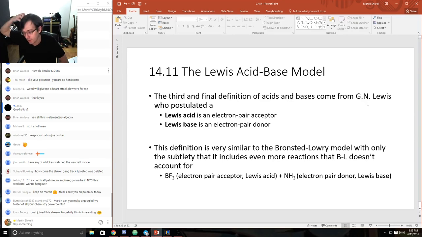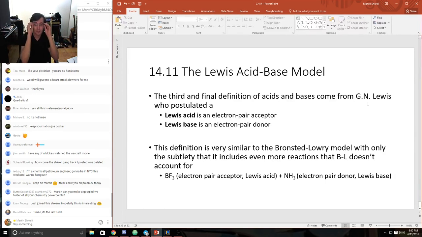So if you think about the classic proton as being a Lewis acid, right, and the classic hydroxide being a Lewis base, right, that Lewis base is an electron pair donor, and those electron pairs are coming from the oxygen, whereas the proton is an electron pair acceptor. It's very excited to get those electron pairs. So the reason this is interesting, it's very similar to the Bronsted-Lowry model, but the subtlety is to include some more reactions that the Bronsted-Lowry model doesn't account for.